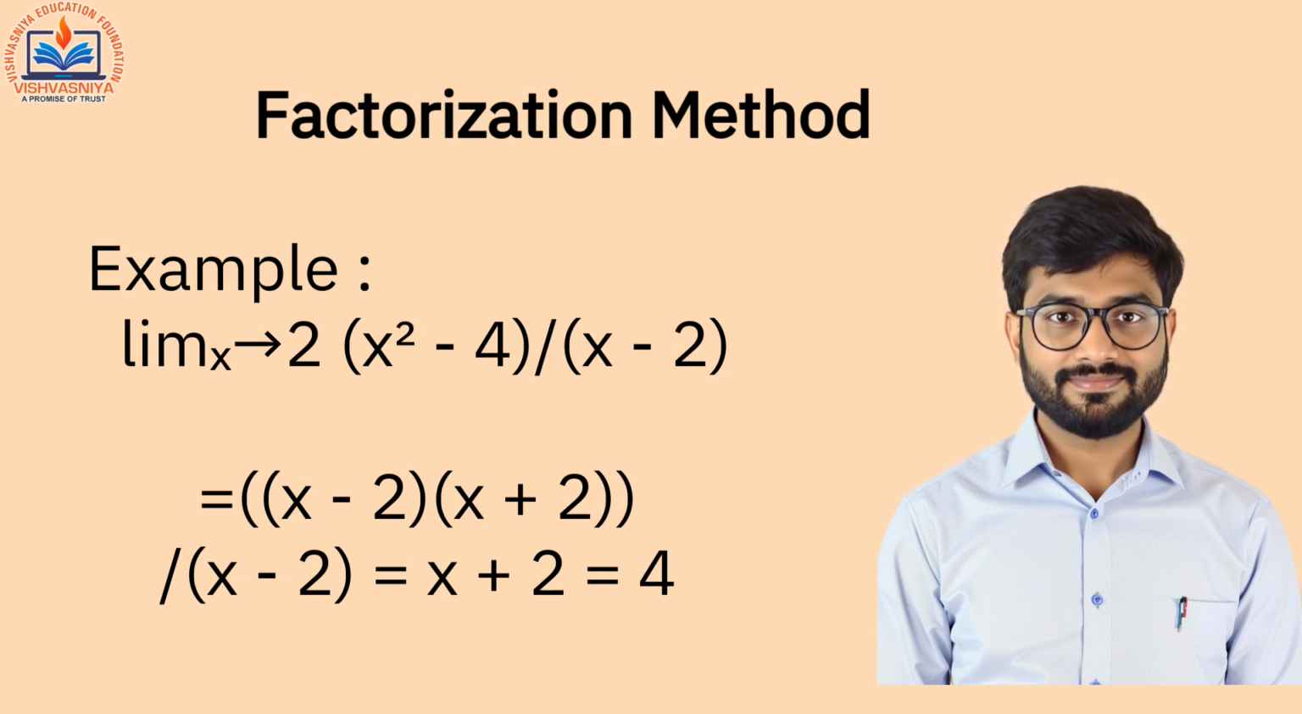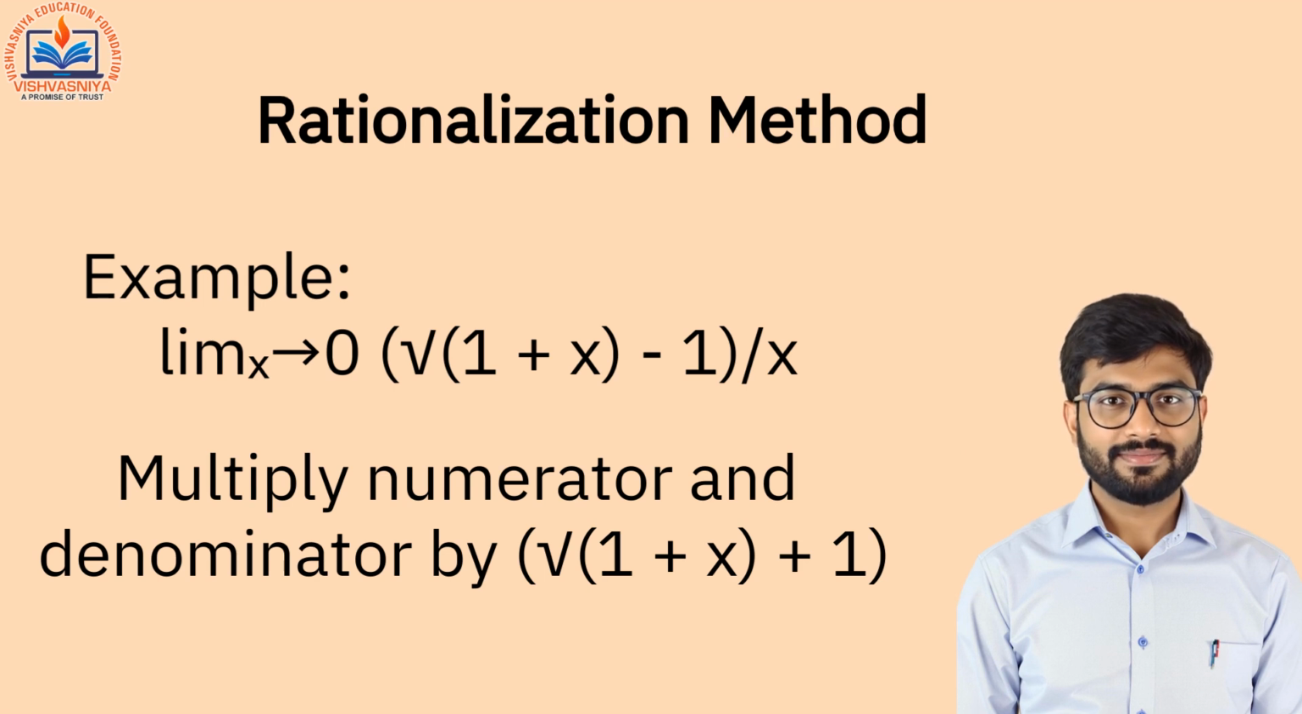so the answer is 4. Suppose we have the limit as x approaches 0 of the square root of 1 plus x minus 1, divided by x. Multiply numerator and denominator by the conjugate, square root of 1 plus x plus 1.